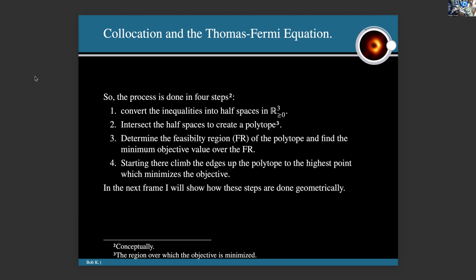So the first step in the process is to convert each of the inequalities to half spaces. Then you want to intersect all the half spaces to create a polytope, determine the feasibility region, and find a minimum objective over that feasibility region. And then start to climb up the polytope. Now that's not the way you program it, but you can think about it that way. It's equivalent.